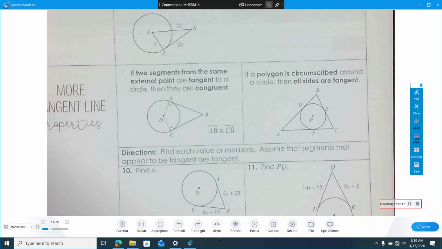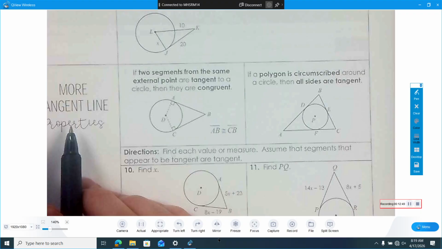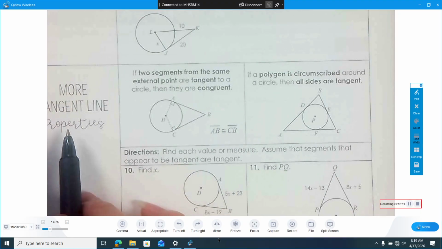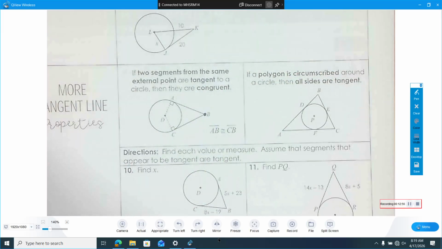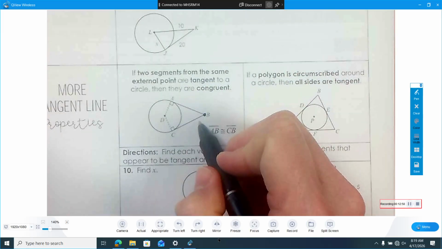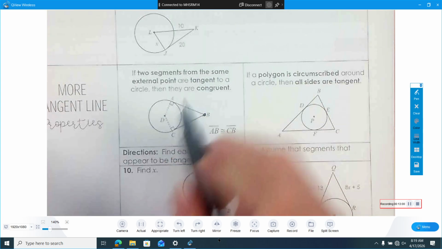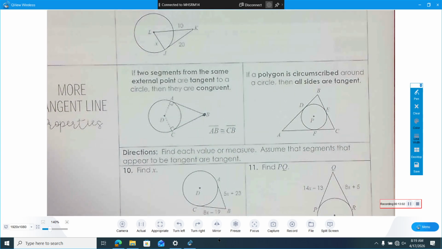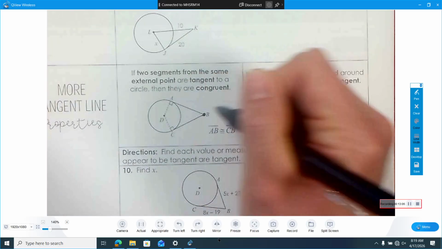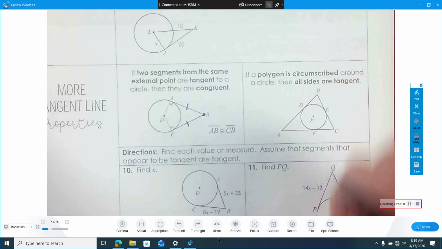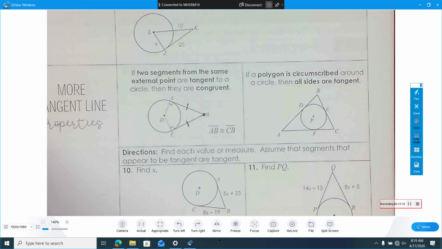More tangent lines. These are actually really easy. So more tangent line properties. Two segments from the same external point: from outside the circle, if you draw tangents to either side of a circle, those tangents are congruent. AB is congruent to CD all the time. Which is kind of interesting.